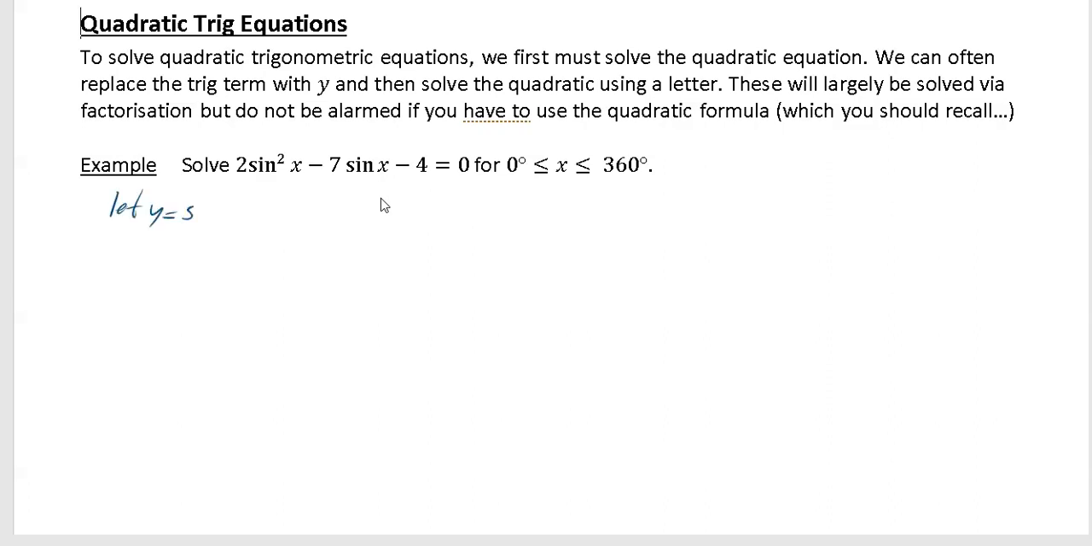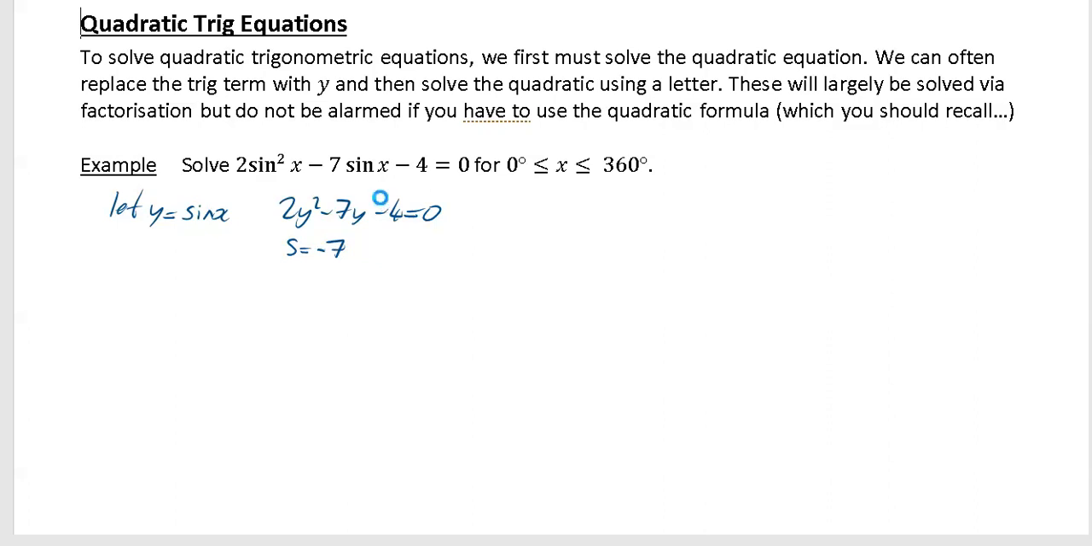y equal sine x. So you could rewrite this equation as 2y squared minus 7y minus 4 is equal to 0. And then we can go ahead and solve this. So this is using your sum and product. We're going to solve it.